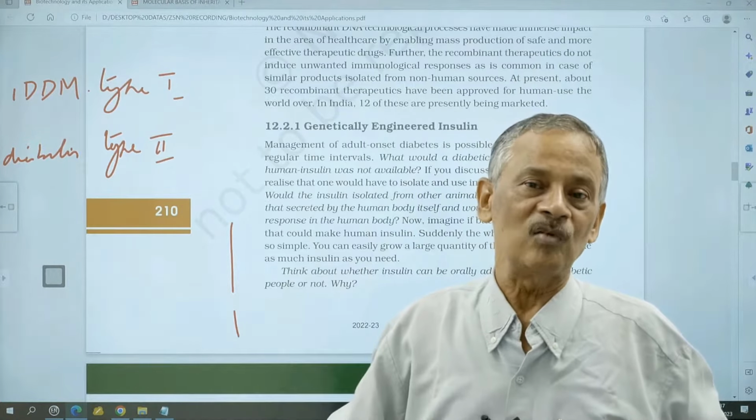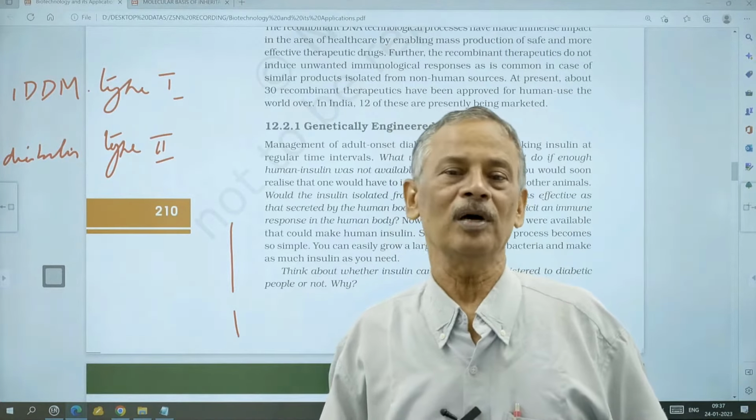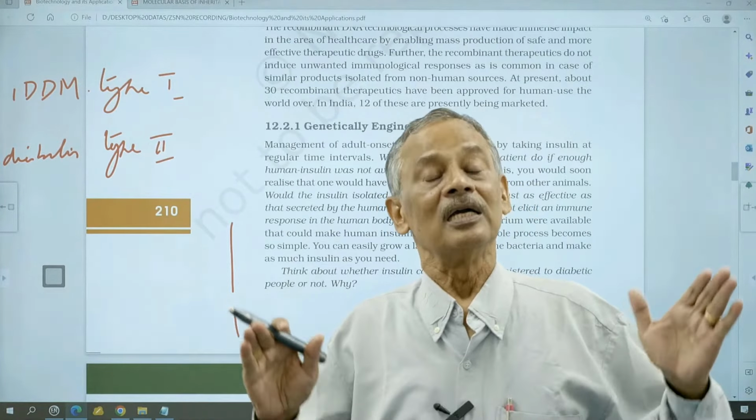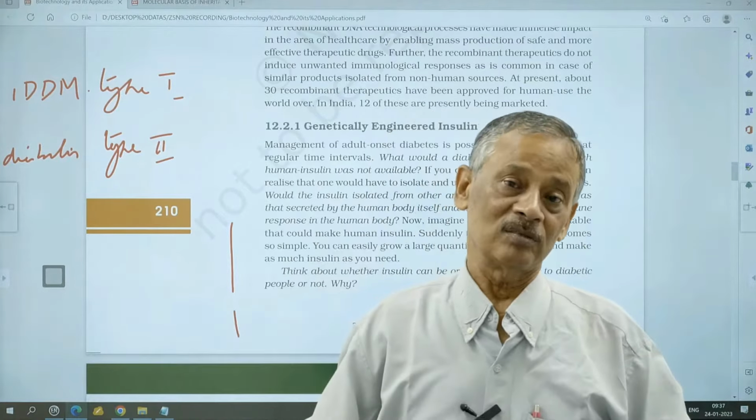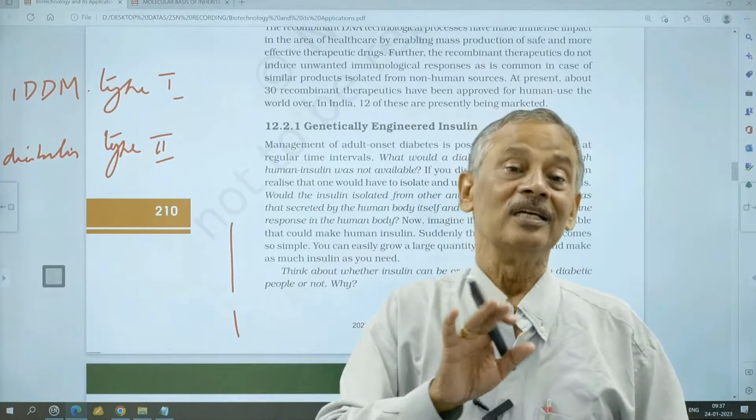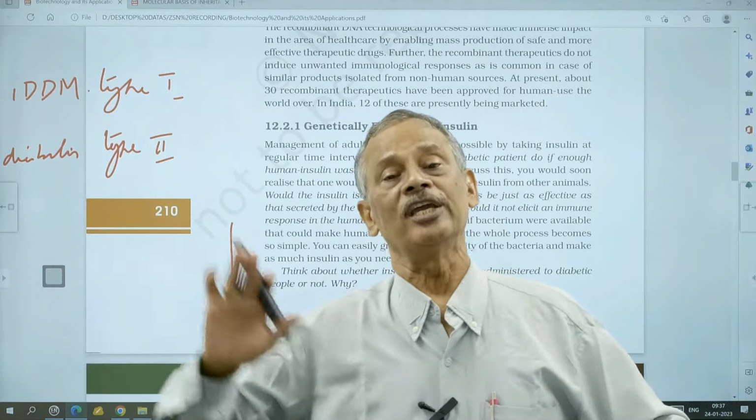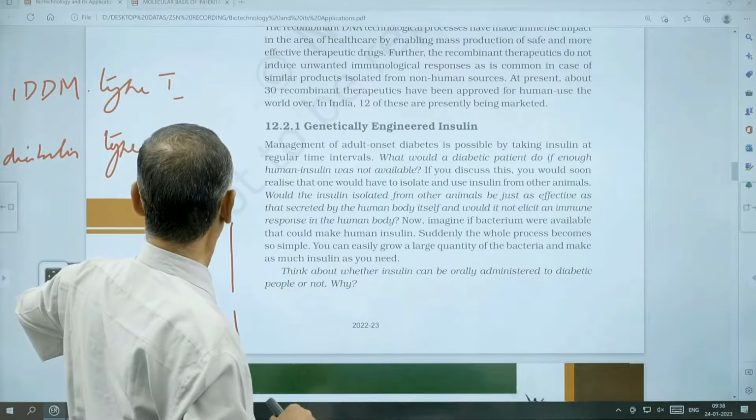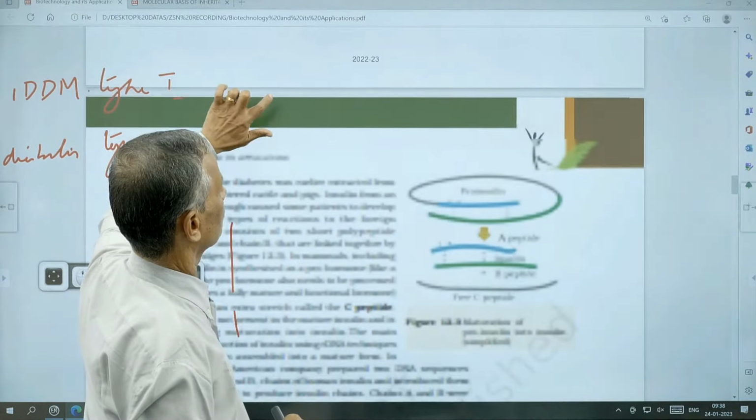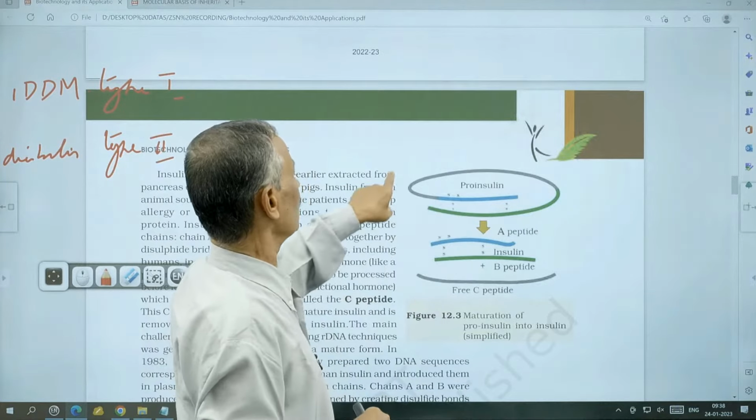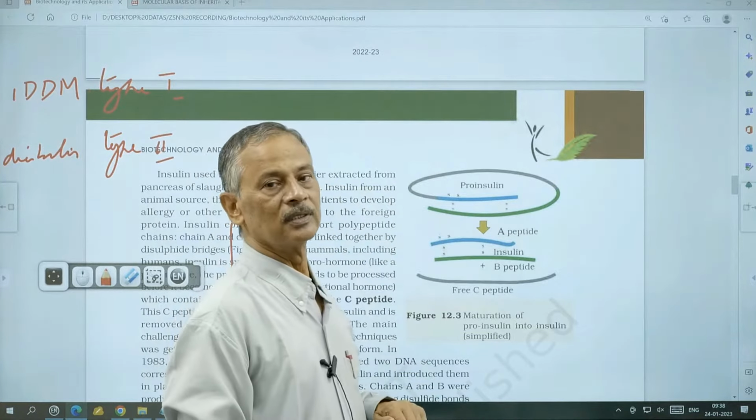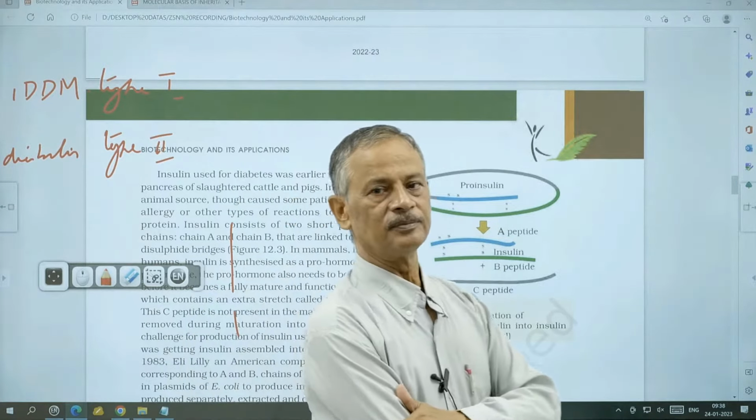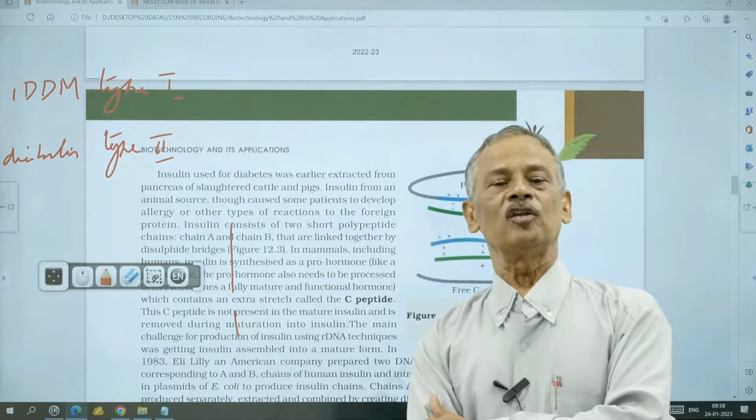We know that our mature insulin is having 2 chains, alpha and beta. It's a heteropolymer, and these alpha and beta chains are interconnected by disulfide bond. But during its production, it is in the form of a single very long chain with a middle connector peptide, or C peptide. That's how insulin is produced.